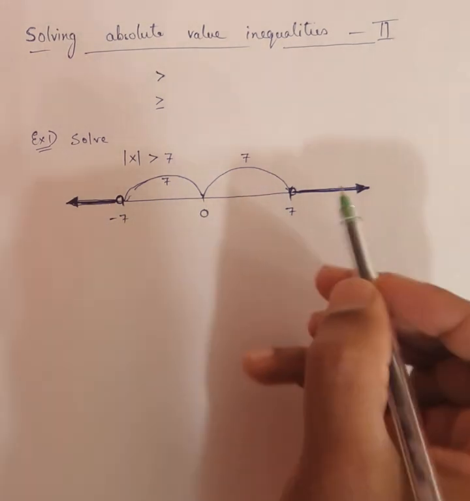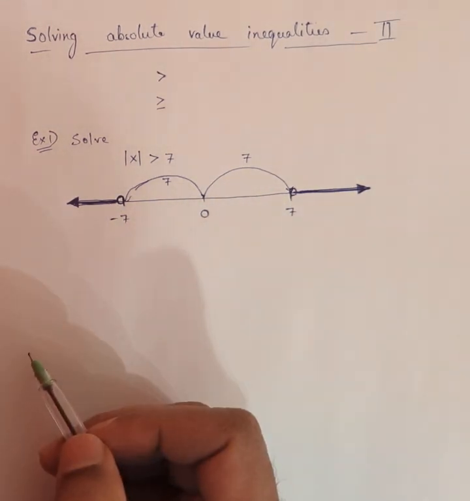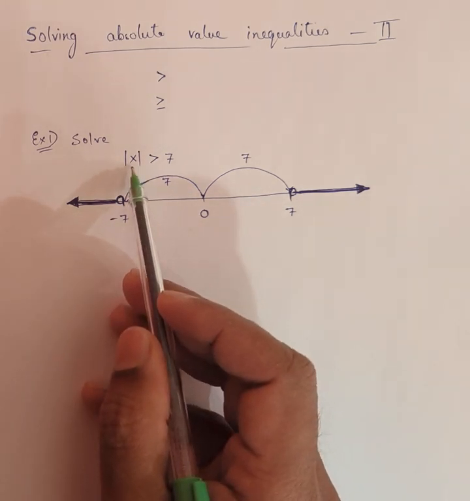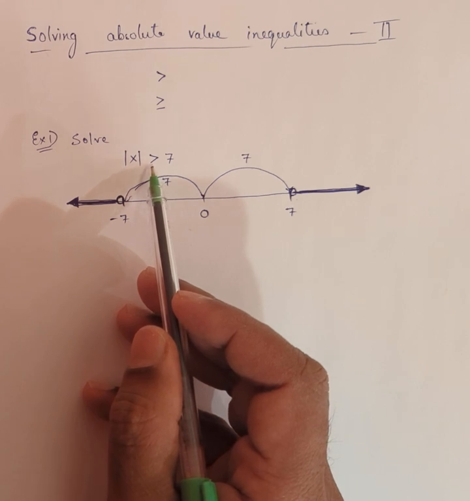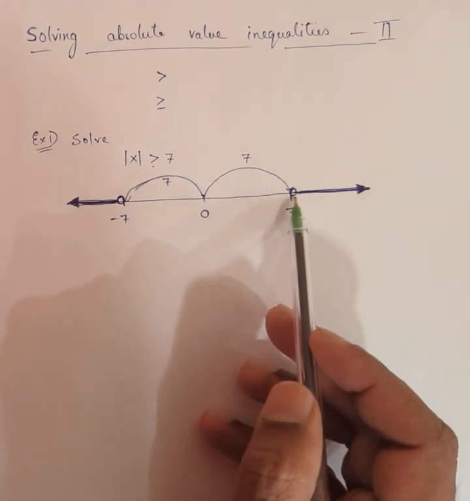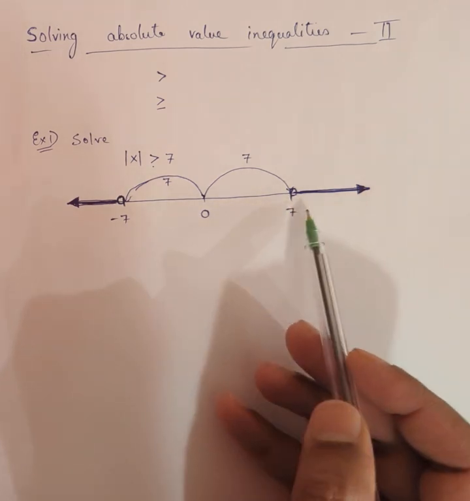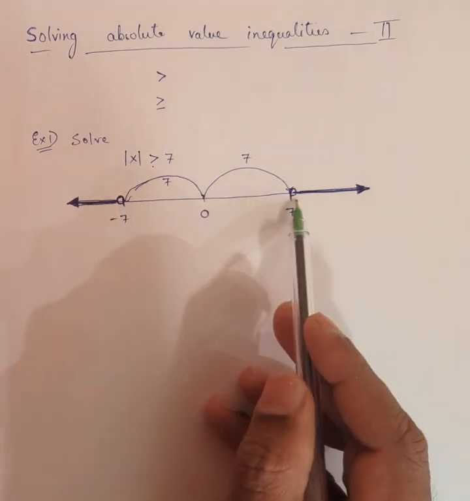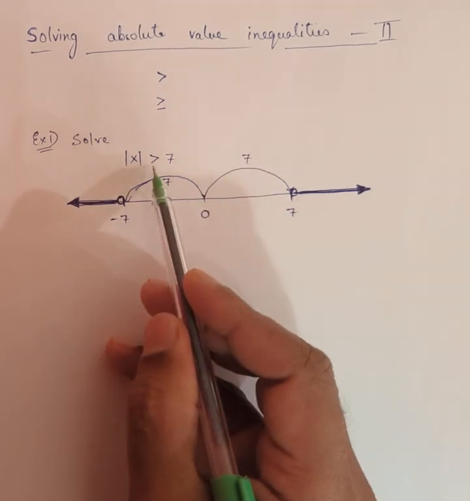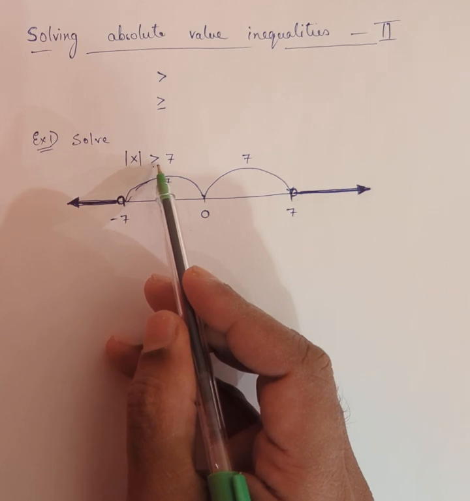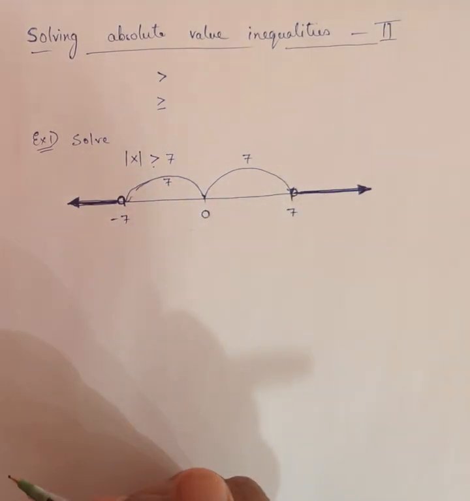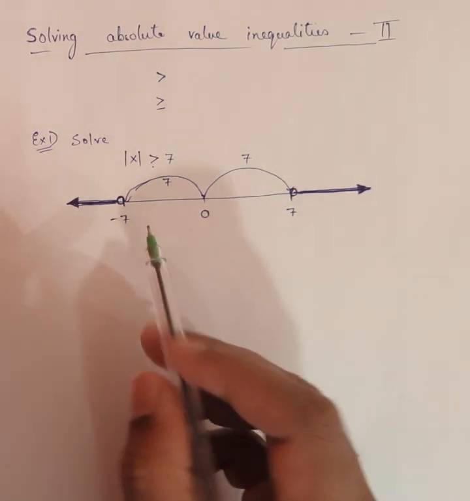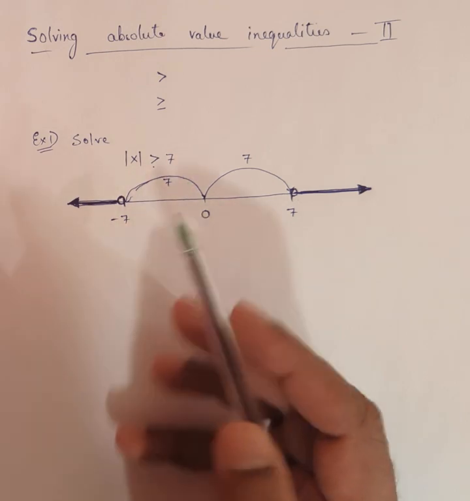What about the boundaries, 7 and negative 7? Can we include them? The question says we want absolute value of x to be strictly greater than 7. If I include 7, then it's not more than 7 units away from 0. It is 7 units. So I'm not going to include the boundaries. If I don't have equality, then the boundaries are not included. So that's how I can picture my solution on the number line.